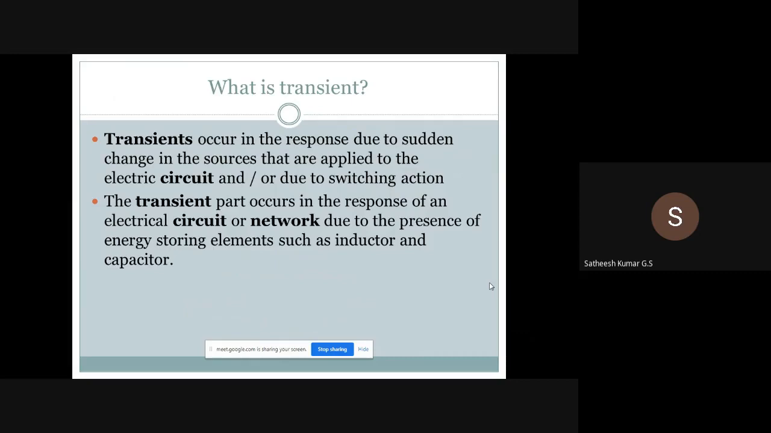The transient part occurs in the response of the electrical circuit or network due to the presence of energy storing elements such as inductor and capacitor. Why are we only discussing inductor and capacitor, not resistance? Resistance does not store any energy. It just gives as output whatever input we give. It will not store any energy, and it responds suddenly to the input voltage and input current. But the inductor and capacitor both work based on time. So we are analyzing how the inductor and capacitor behave in the transient condition.